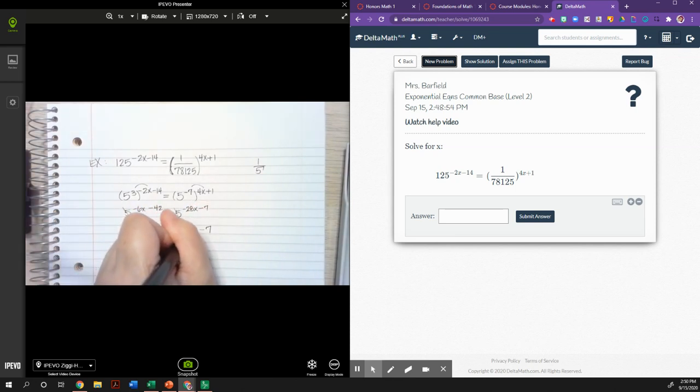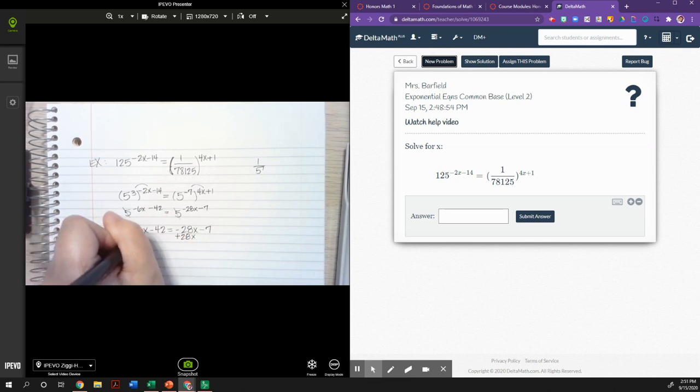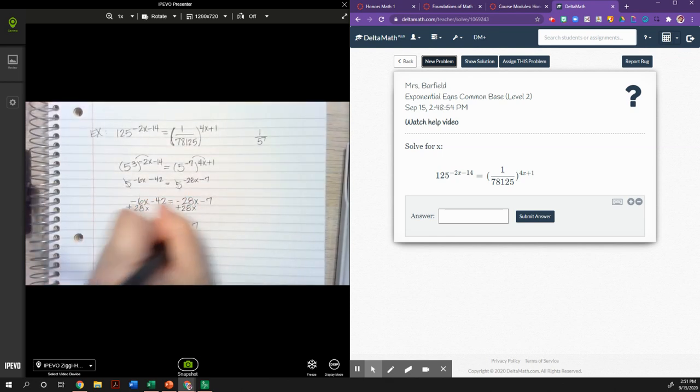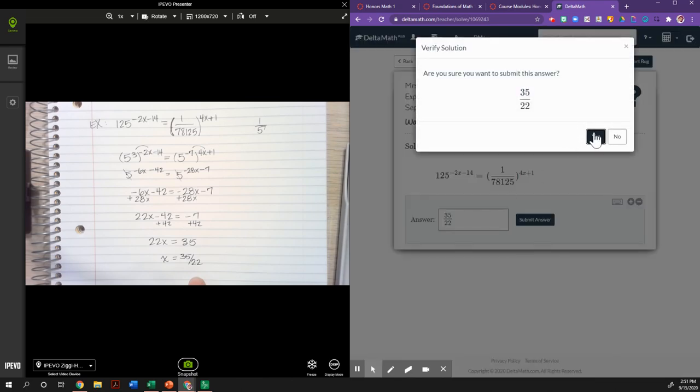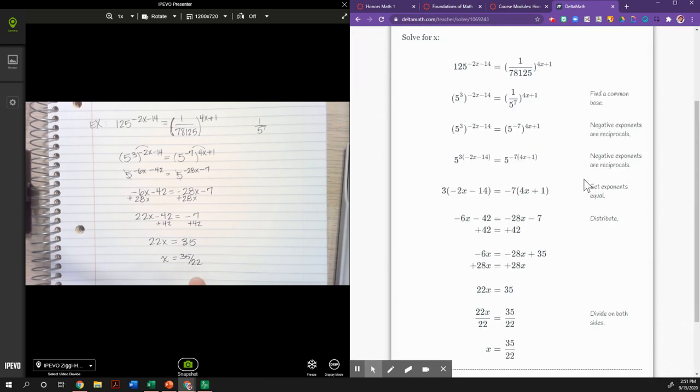I'm going to add 28x, so I get 22x minus 42 equals negative 7. I'm going to add 42, so 22x equals 35. So x equals 35 over 22. I'm going to cross my fingers and hope I didn't mess that one up again. Nope, I did it right.